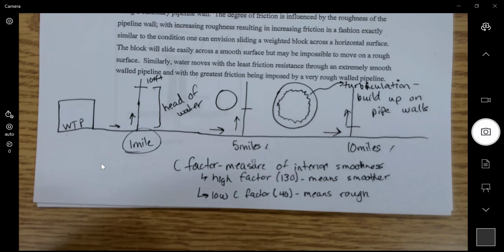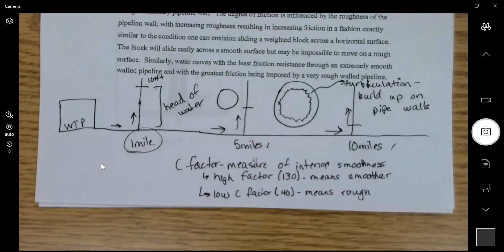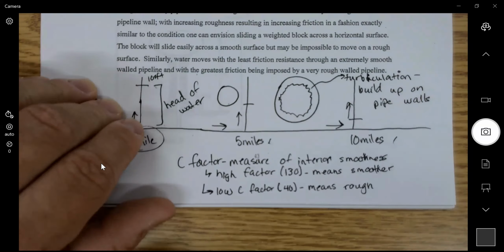Oh, rust in my laundry, my white shirts are yellow now, and so on and so forth, right? But it's maintenance that needs to be done, because if we didn't do it, it would just continue to build up and get worse and worse. And tuberculation like this can harbor bacteria. So a couple times a year, this is why we flush, to try to break this up, dislodge it, and get it out of the mains.